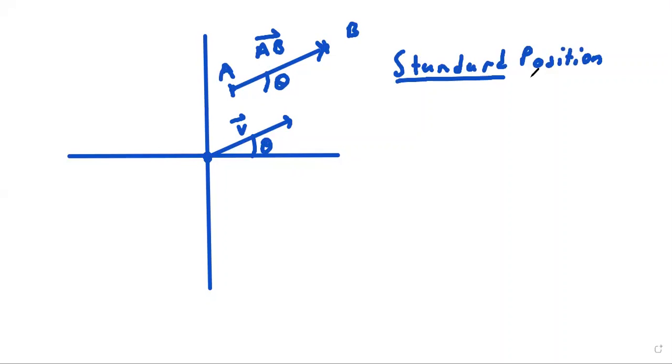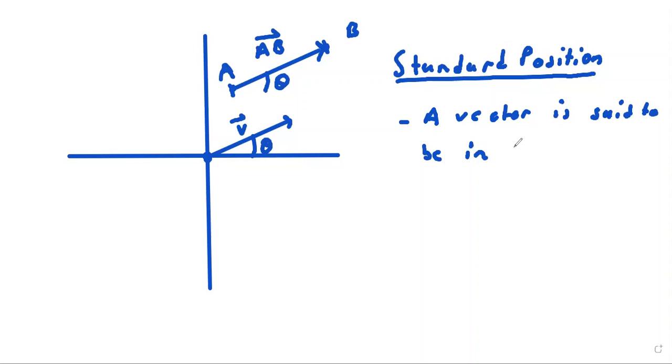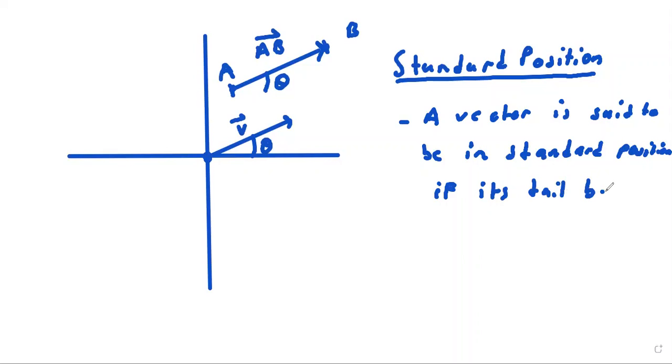And of course, here's the criteria for a vector to be in standard position. A vector is said to be in standard position if its tail begins at the origin, or is at the origin.